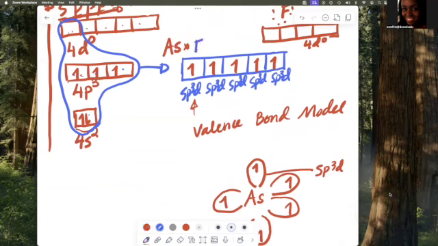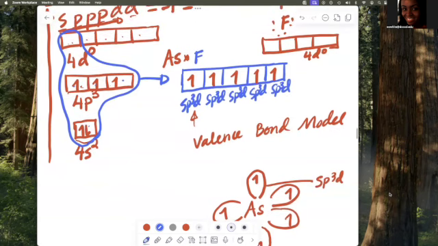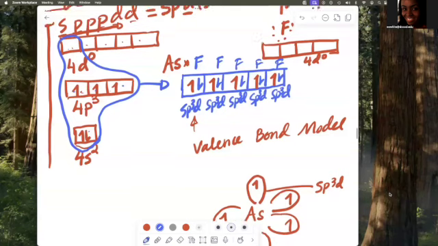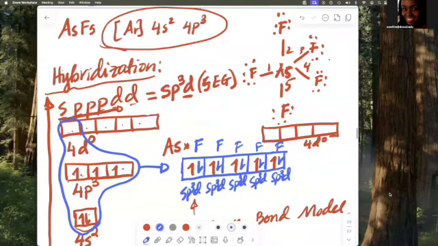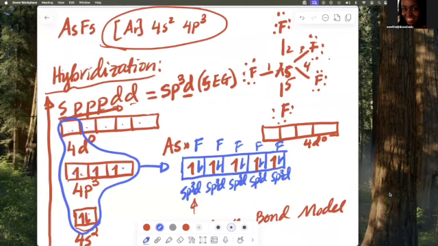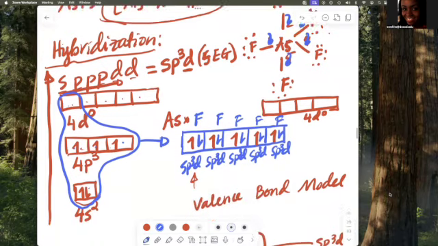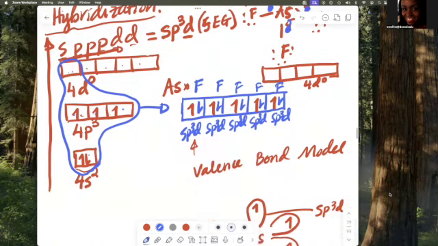Fluorine comes in with 1 electron and bonds with As. So we have room for 5 fluorines, and we fill each space with a fluorine. Fluorine comes here, here, here, here, and here. You can see this corresponds with the Lewis structure. The Lewis structure shows that As forms 5 sigma bonds with fluorines, so each of these sp3d lobes forms a sigma bond.